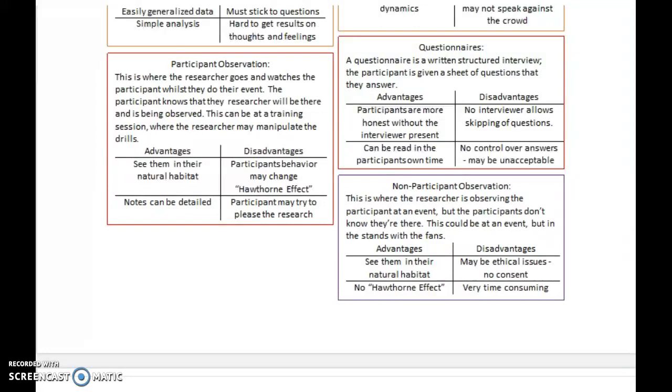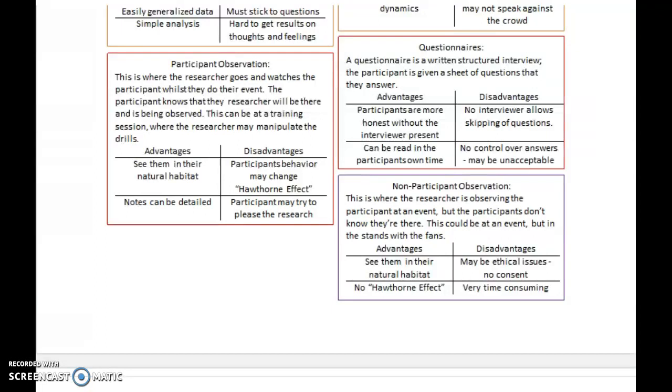Questionnaires. This is a written structured interview, so instead of going and getting someone in and asking the questions, you give them a sheet of paper, they answer the questions there. It's very quick and very effective. If it's by post or by email, you can email it out to 100 people, they'll answer, and hopefully you'll get 50% reply, and that's your data.